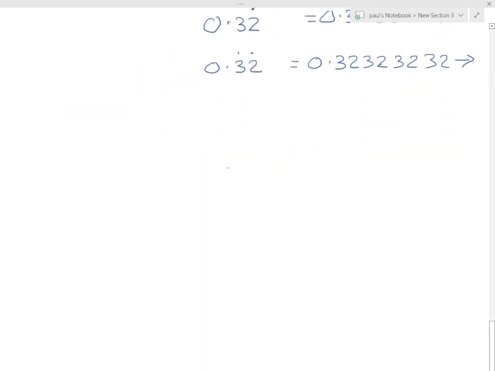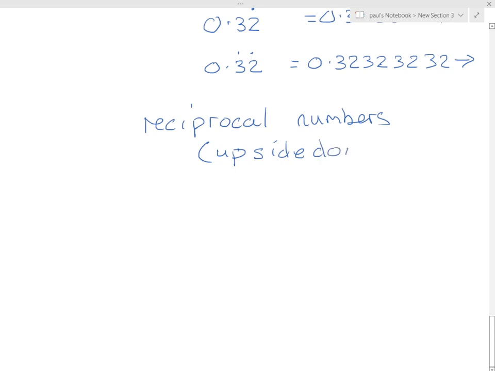Then we had reciprocal numbers, and this is just sort of easy way, upside down, right? So if I take my 3/4, the reciprocal of 3/4 is 4/3. It's just the numbers the other way around.